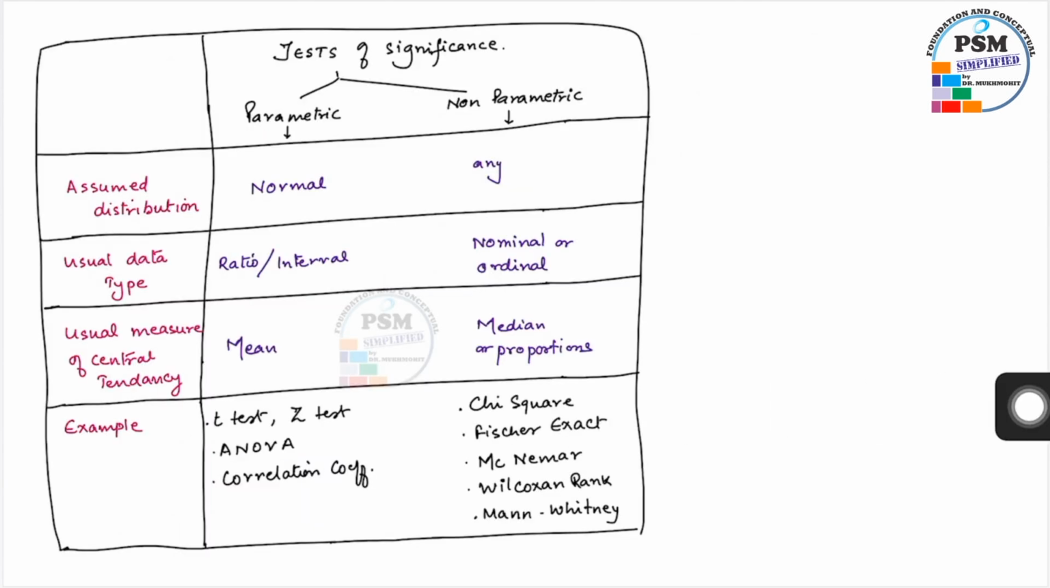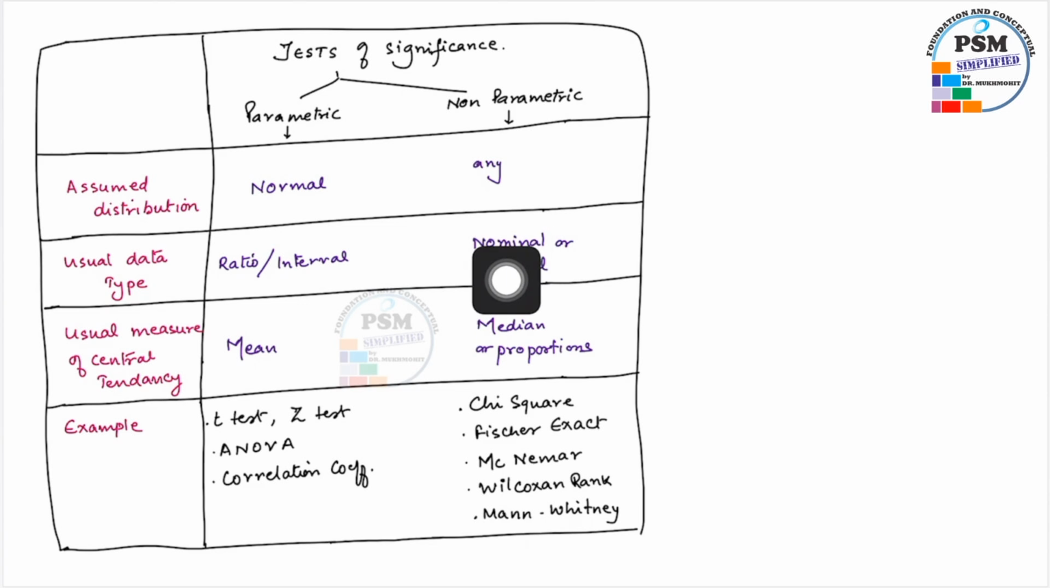Coming to the next topic, very frequently asked about the test of significance. We can have two types of test of significance, parametric or non-parametric. When do we say parametric? When there is a normal distribution, usual type of data is ratios and usual measure is mean. Examples of test of significance would be t-test, z-test, ANOVA or correlation coefficients.